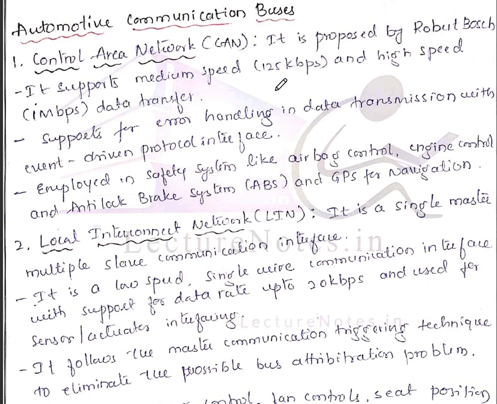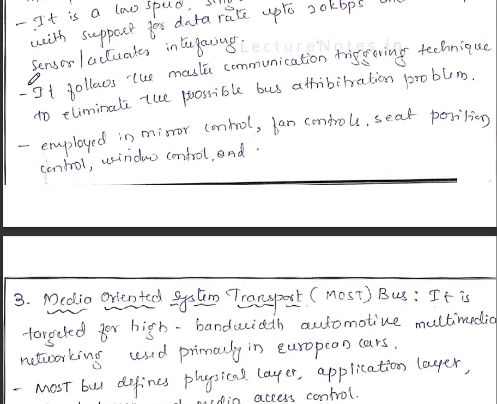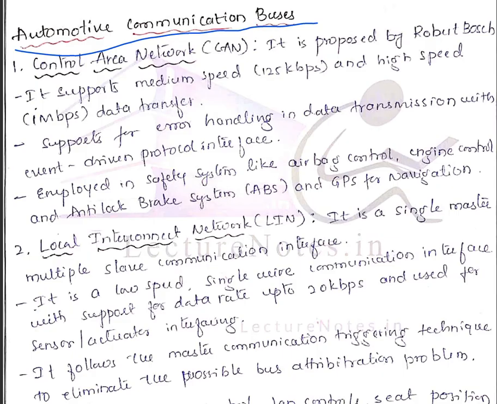In this lecture, we'll continue with a few more topics in Module 2 of Embedded System Design. Today, we'll discuss the automotive communication bus. There are three communication protocols that we need to discuss. The first one is Controller Area Network, also called CAN. It was proposed by Bosch.